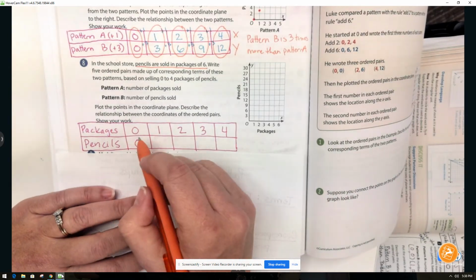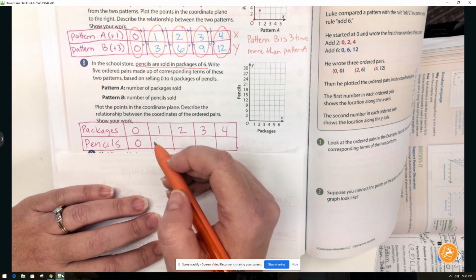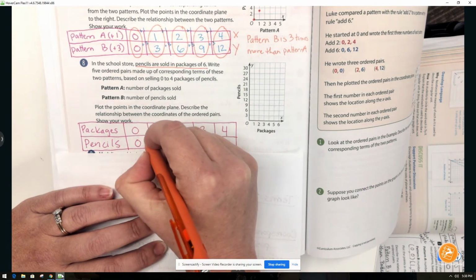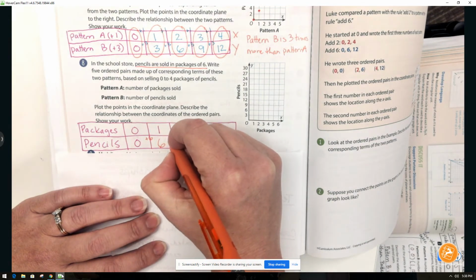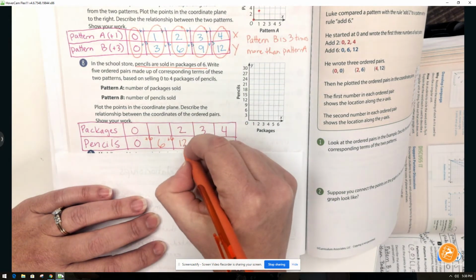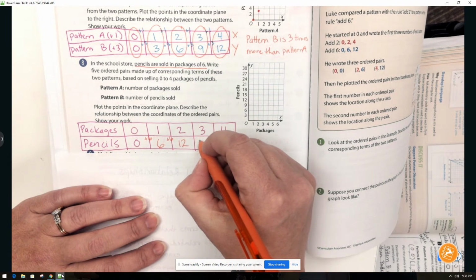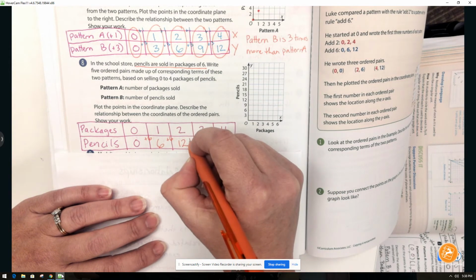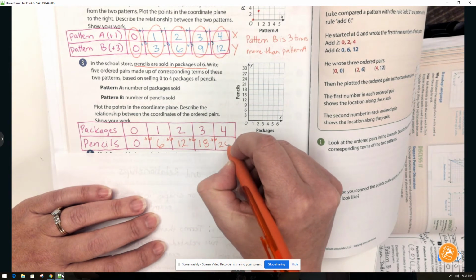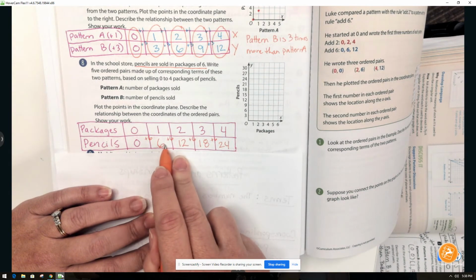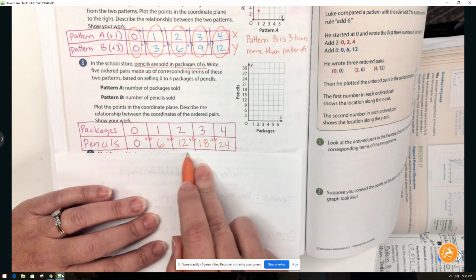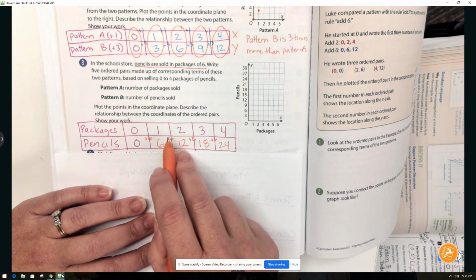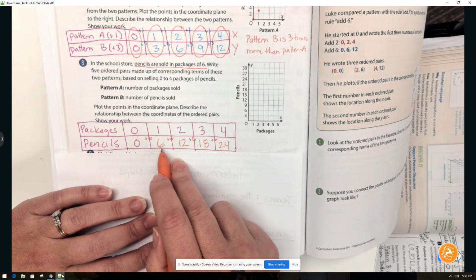So if we have 0 packages of pencils, we have 0 pencils. If we have 1 package of pencils, we have 6 pencils because we add 6 each time we move up. If we had 2 packages, it would be 12 pencils. If we had 3 packages, it would be 18. And 4 packages, it would be 24. So each time we move up with another package of pencils, we add 6 more pencils to the term before. Now, what is the relationship between the number of packages to the number of pencils?